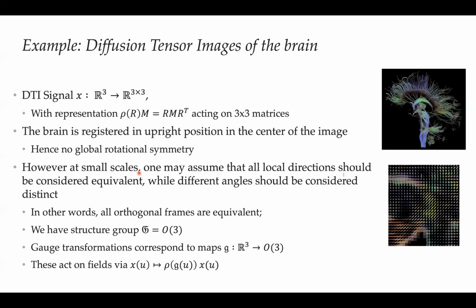So now our gauge transformations correspond to mappings g from our domain Omega, or R3 in this case, to O3. So it picks at each position in 3-space a rotation and reflection matrix. And it acts on these fields via this representation rho, that is to say, by conjugation of the matrix M, or the matrix M being this X at u. X outputs this matrix. All right, I hope that's clear.